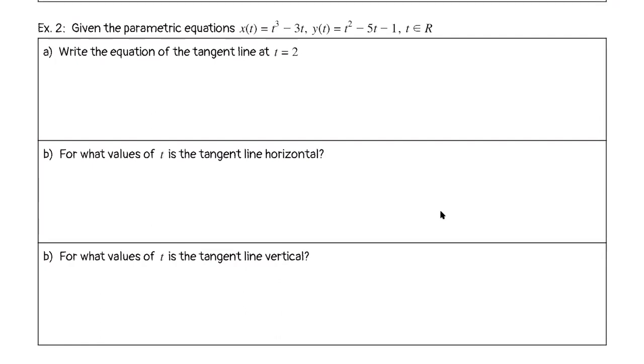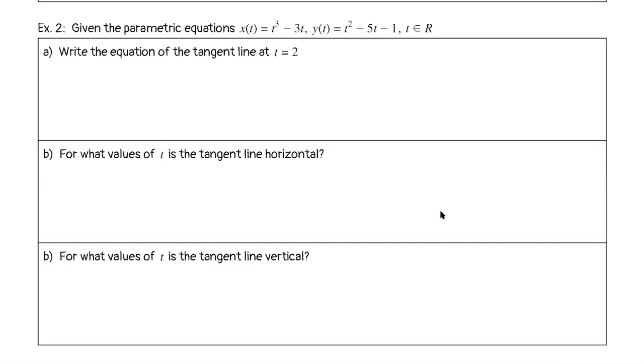Now, if you're not sure about the direction, it might be helpful to try a couple points in between, like 0, which is always a nice number to plug in. 1 might be a nice number to plug in just because they're easy to compute. And that might give you a little more sense of the direction in which your curve is going. All right, so this question has 3 parts. It says, write the equation of the tangent line at t equals 2. Then it asks, where is the tangent line horizontal and where is the tangent line vertical?